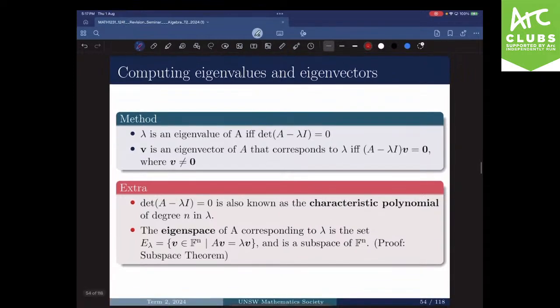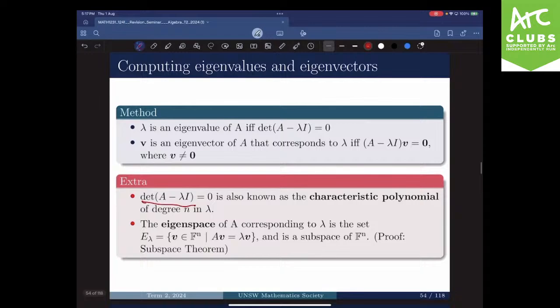And some extra terminology: we call this determinant the characteristic polynomial of degree n in lambda. And the eigenspace of A corresponding to lambda is just the set of eigenvectors with that eigenvalue. It is also a subspace of Fn, and we can prove it with the subspace theorem. So here are just some definitions. Are we fine to move on?